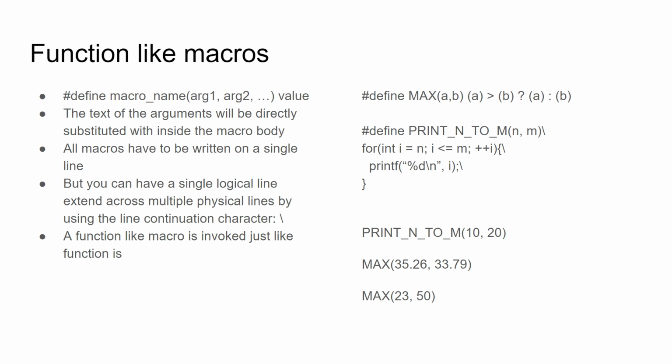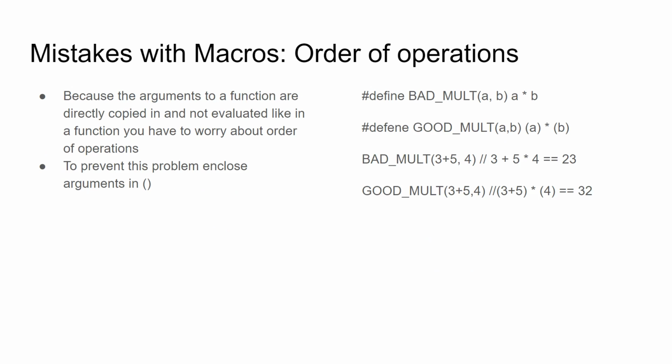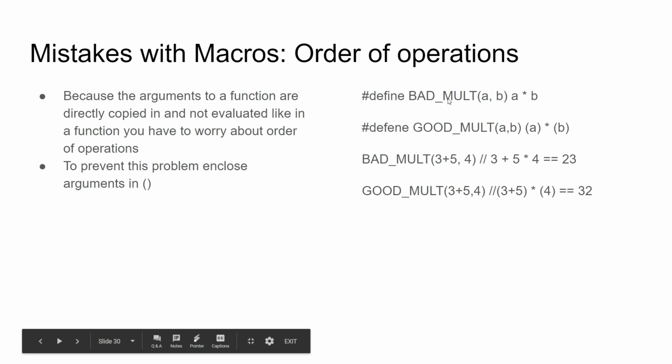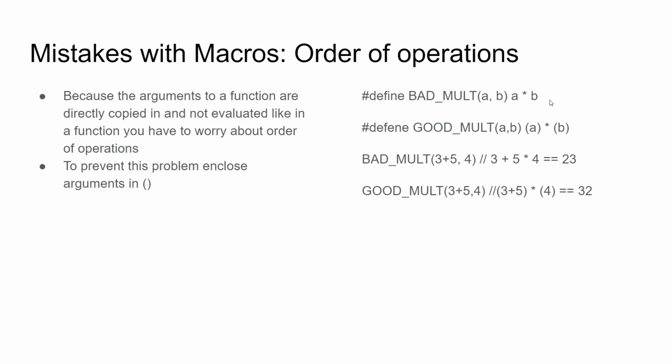So here's some fun problems you can have with macros. Because the arguments to a function are directly copied and pasted in and not evaluated like they would be for a function, where the result value would be passed in, you have to worry about order of operations. So to prevent problems with order of operations, you need to use parentheses. For example, over here, here's a bad mult function. A times B. Does that look terrible? Anything wrong you can spot with that line? No, it looks fine, right?